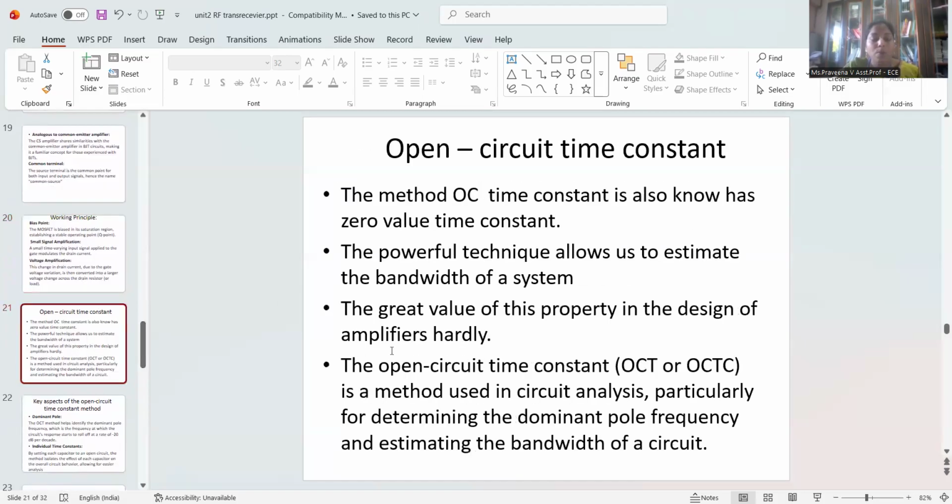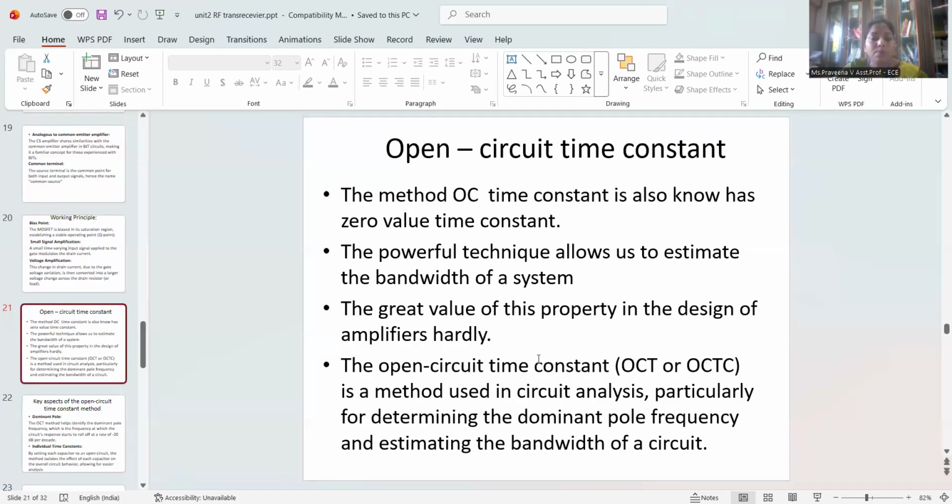time constant. Open circuit time constant, that is the OCTC method. It's also called the zero value time constant method, that is the ZVTC method. It's a powerful circuit analysis technique. It's used to estimate the upper cutoff frequency, dominant pole, and bandwidth of amplifiers and electronic circuits.